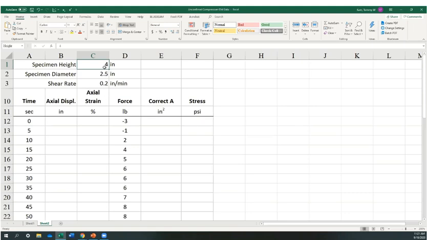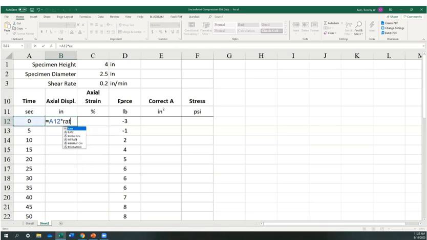The specimen has a height of 4 inches, a diameter of 2.5 inches, and a shear rate of 0.2 inches per minute. Our time interval is a reading every 5 seconds. We can calculate the axial displacement by multiplying the elapsed time by the shear rate. And we divide by 60 to account for the unit conversion.